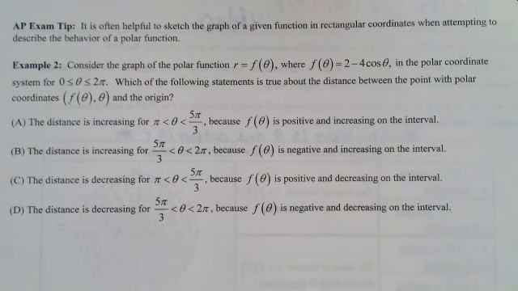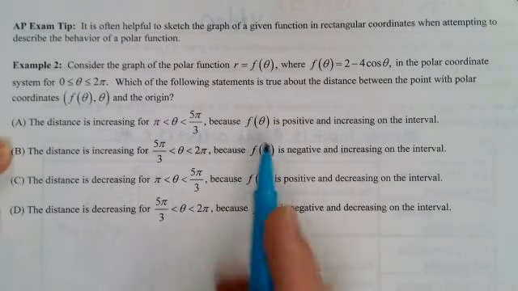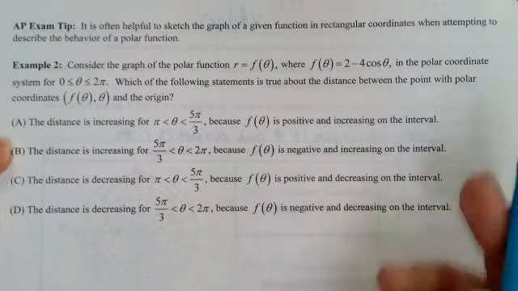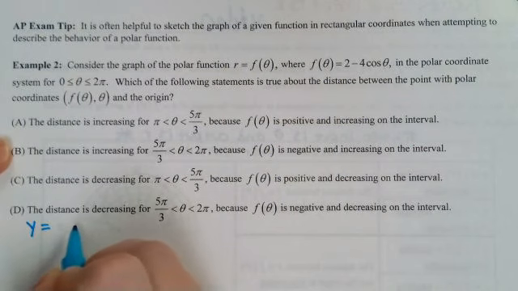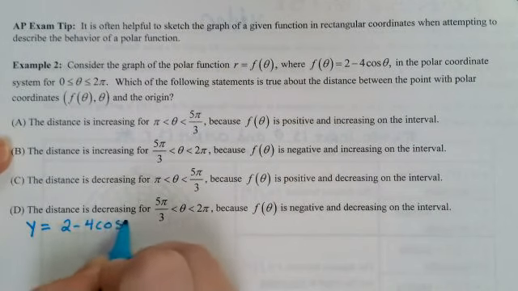So we want to know, is that distance getting more? Is it getting less? So is it increasing or decreasing? On what interval? And what would be the reason why it is doing that? So the first thing is I'm going to follow that tip because I think that's going to be the easiest way to go about this problem. And I'm going to change my polar equation here into rectangular. So we're just going to say y equals 2 minus 4 cosine x instead.